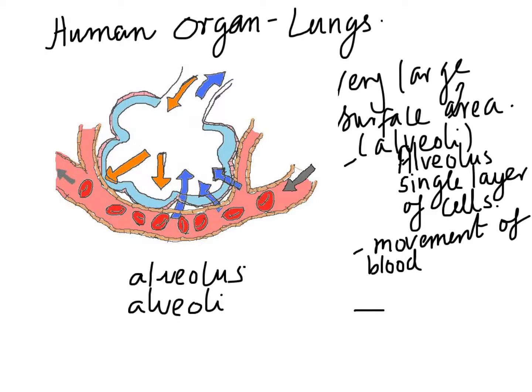Just to summarize, there is a very large surface area due to the millions of alveoli present in each lung. The walls of the alveoli are made of one single layer of cells, which means they're extremely thin, which makes the diffusion distance very small, so the diffusion is faster. You also have the blood moving, which maintains the concentration difference between the alveolus and the blood. So there's a higher difference in concentration of oxygen, which means the diffusion into the blood is faster.